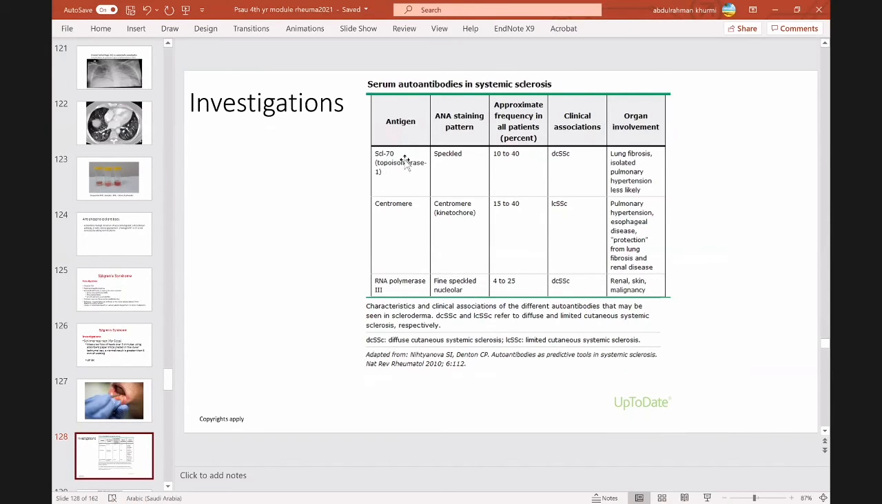Anti-Scl-70 antibodies are seen in diffuse disease, anticentromere seen in localized disease. These are parts of ANA, so there are subtypes of ANA. You see anti-Scl-70 and anticentromere. Based on this, beside the clinical picture, you decide if the patient has diffuse or localized systemic sclerosis.